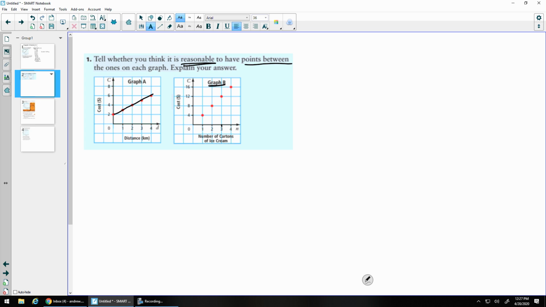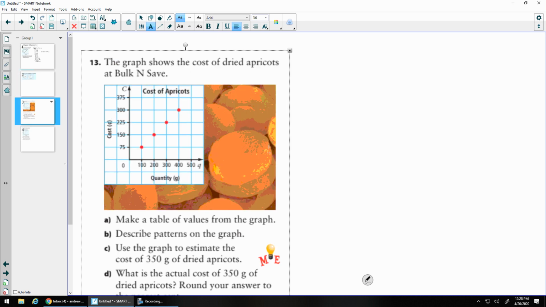So depending on your situation, sometimes you can have data that lies in between the graph points, and other times it doesn't make any sense at all. You just have to look at it and think, does it really make sense? And then decide. Okay, let's do this question.